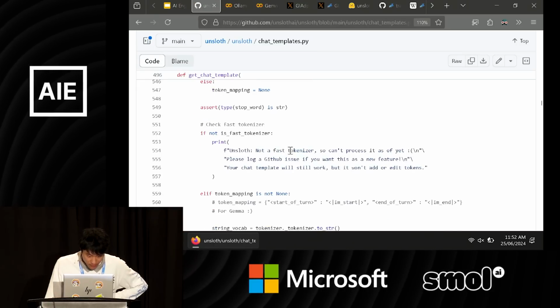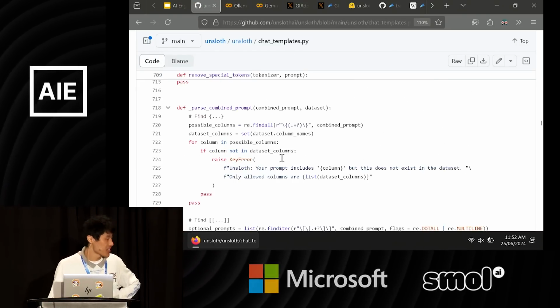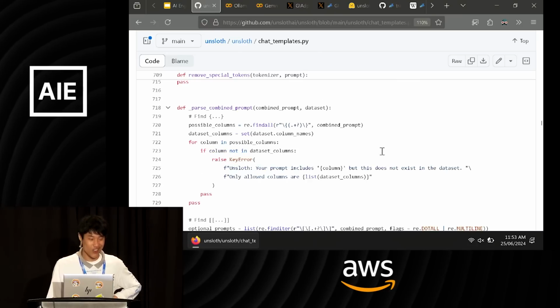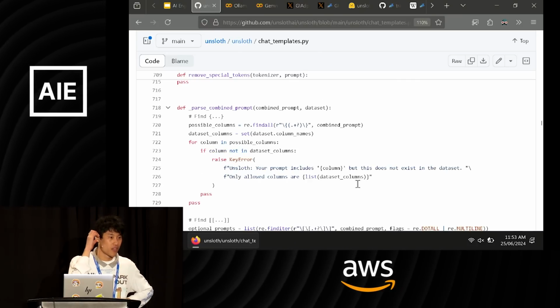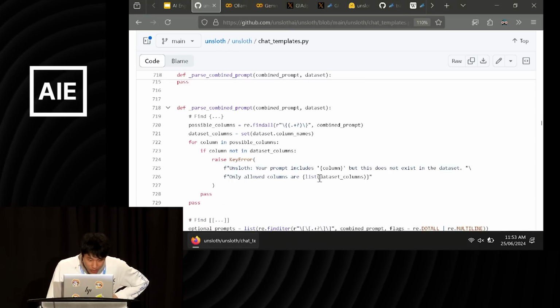Wait, I'll show you where the code for that is. Where is the code? Okay, you can see the code is quite large for just the chat templates, right? This is just for tokenization. This is Apache 2.0, right? Yes, it's Apache, it's open source. Wait, where is it?